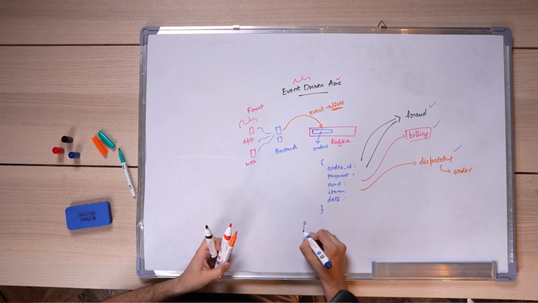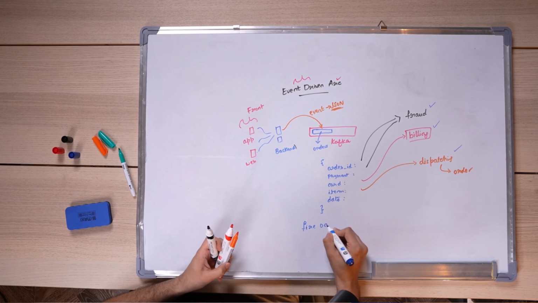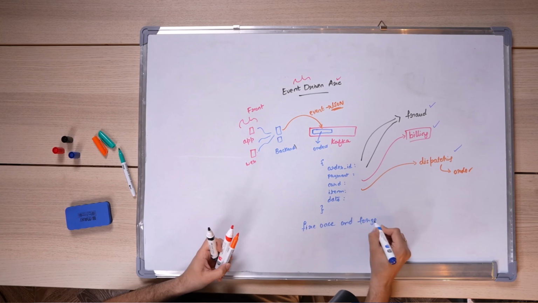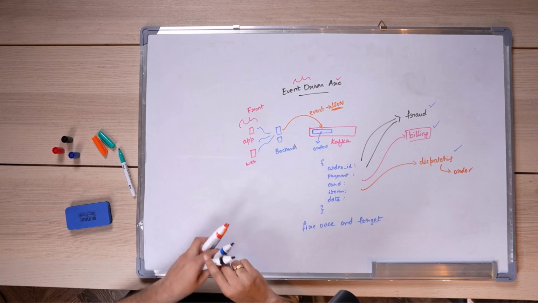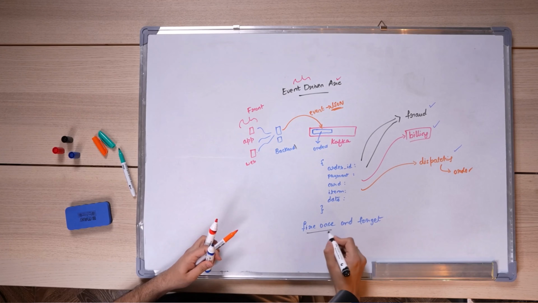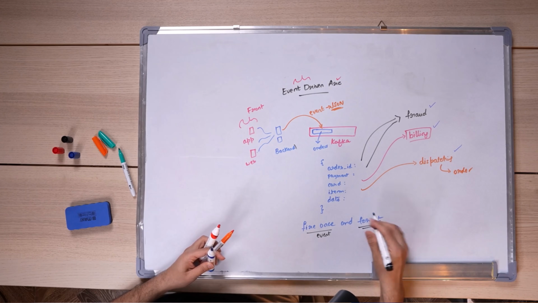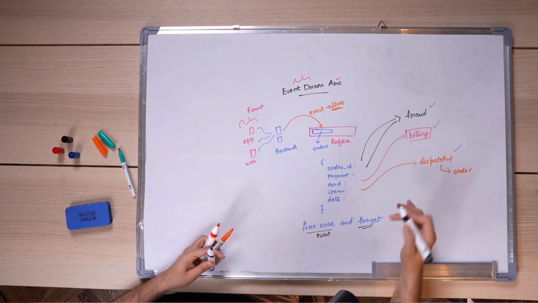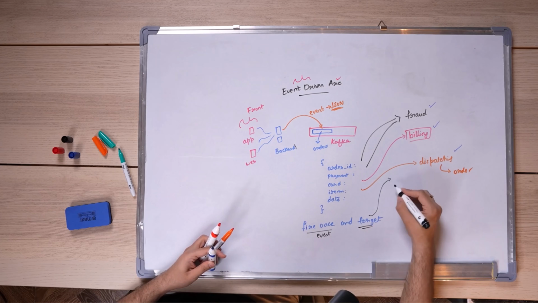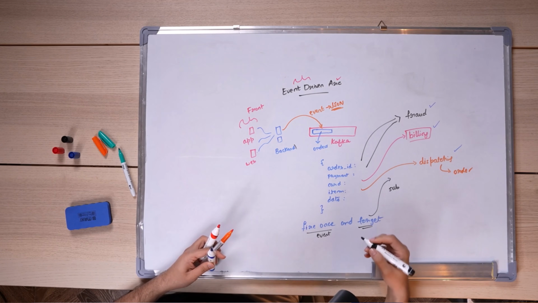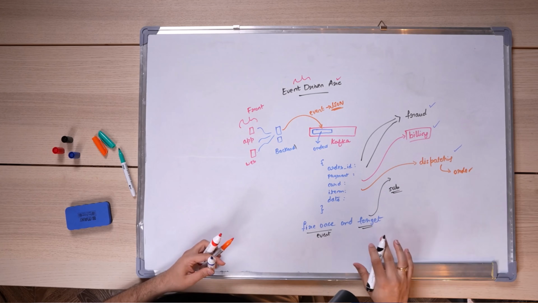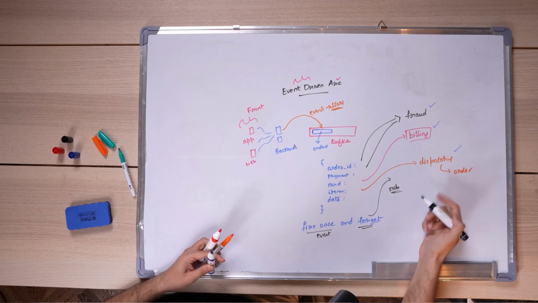So this architecture for a microservice is known as fire once and forget. It is known as fire once and forget because the microservice is going to fire the event once and it doesn't have to worry about it. Now it just forgets about these events completely. Every microservice that needs it just subscribes to this event and takes it to process further.